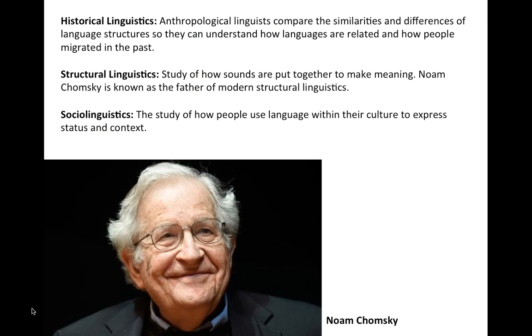As it was briefly mentioned in week 1, anthropological linguistics is divided into 3 specific subfields: historical linguistics, structural linguistics, and social linguistics. With regard to historical linguistics, anthropologists compare the similarities and differences of language structures so they can understand how languages are related and have evolved over time, as well as how people might have migrated in the past.